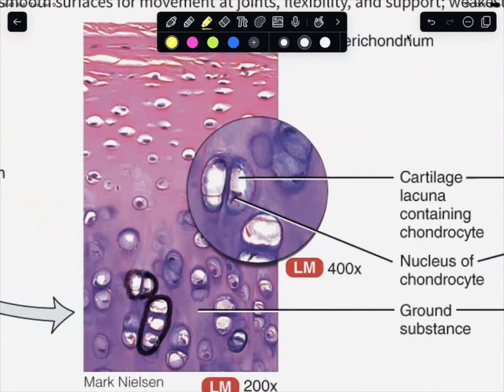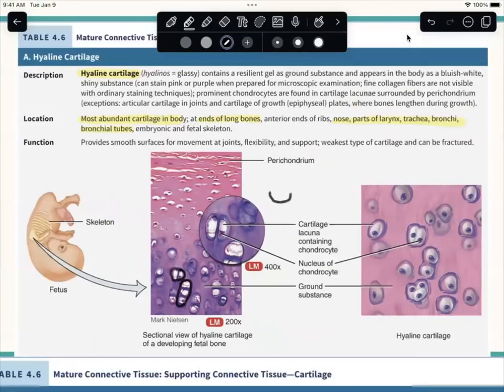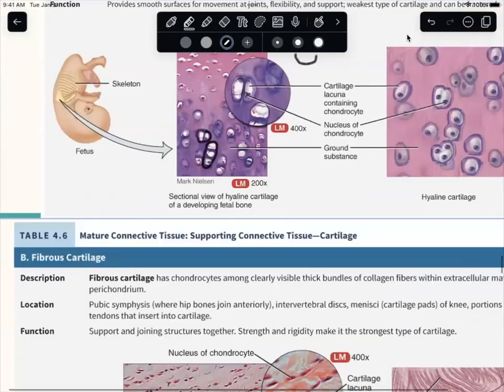Where these cells are sitting are those little lacunae, that little divot down into that tissue, and there are cells living in there that are monitoring the tissues. Those are the chondrocytes. In hyaline cartilage specifically, these cells really don't pick up color. That helps to differentiate the different types of tissue.